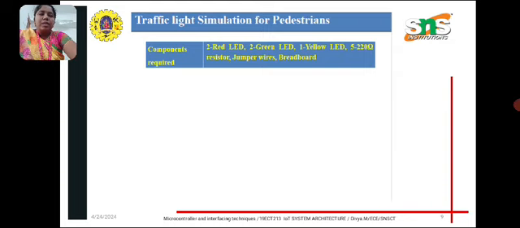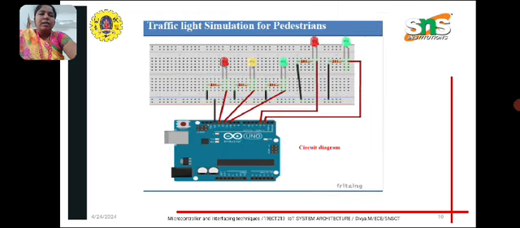Then we are going to see the traffic light simulation for pedestrians. Here we need two red LEDs, a green LED, and one yellow LED, 522 ohm resistors, jumper wires, and a breadboard. These are the components required for the traffic light simulation for pedestrians. This is the connection for the traffic light simulation for pedestrians.